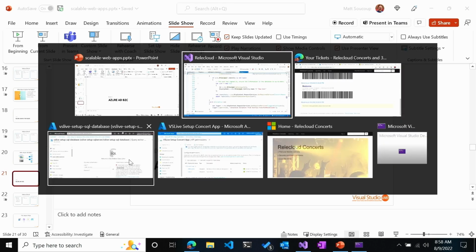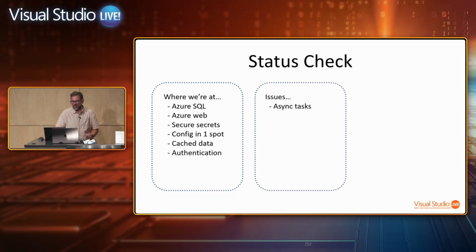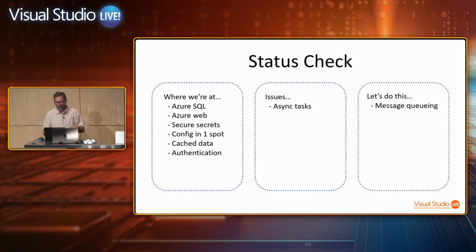Which brings us to, we added authentication in. Now we want to do asynchronous tasks. Messaging, essentially. Send something out, let it come back. This is our microservice type things. And so let's add the message queuing to it.